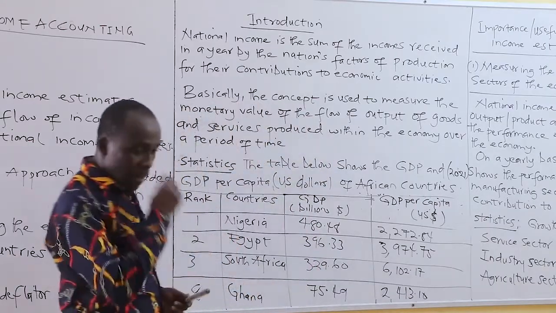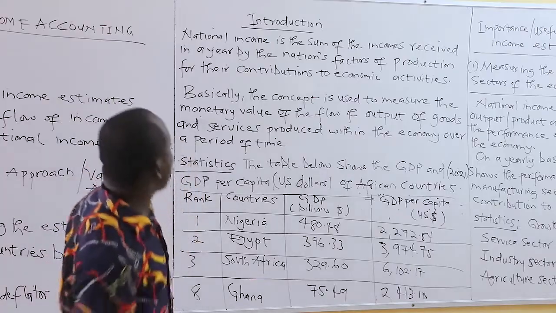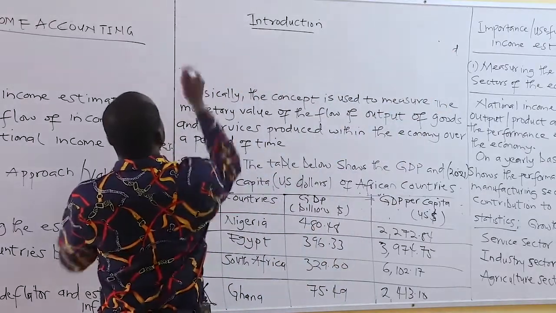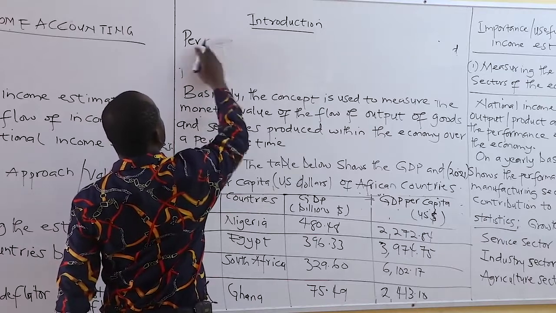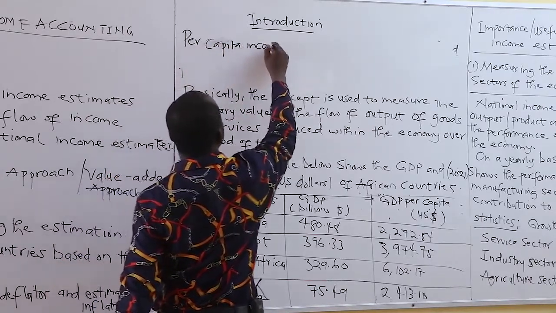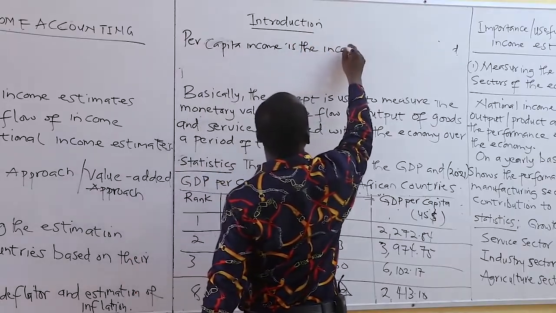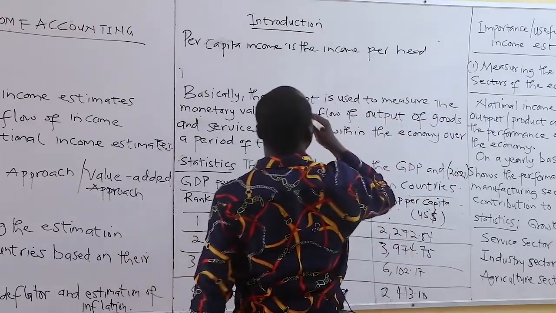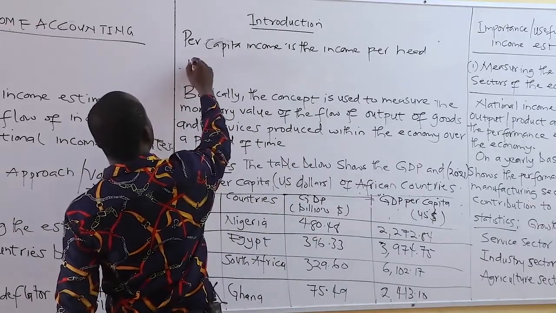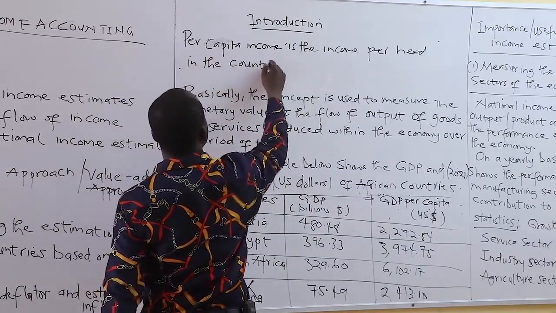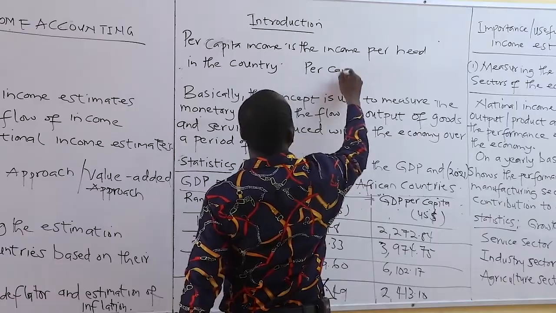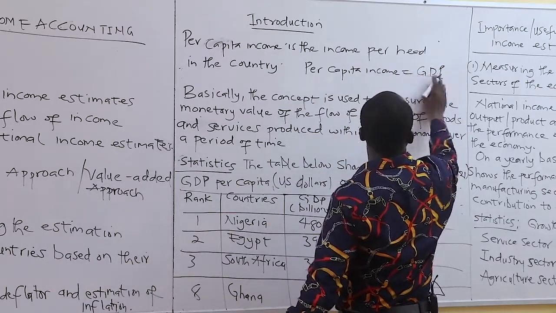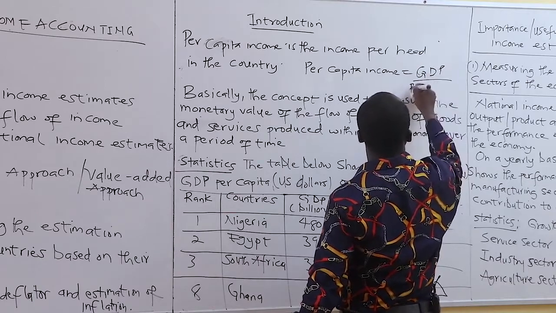2,401.31. So let me just say something very quickly about per capita income so that I don't leave you. Per capita income is the income per head in the country. So per capita income is the GDP divided by population.